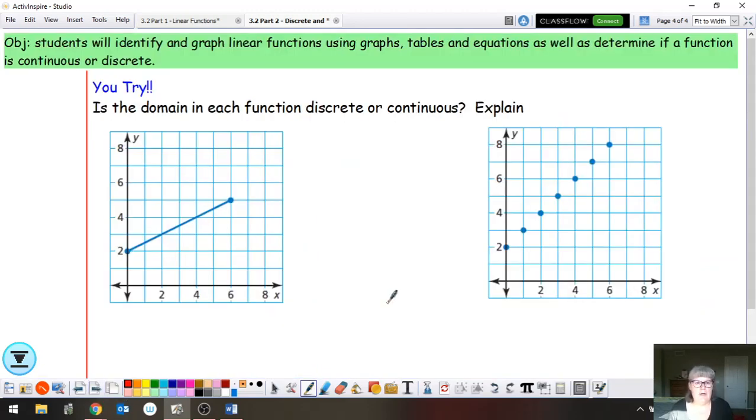So here's a Try. Pause the video, take some time to think. Is the domain of each function discrete or continuous? You do not have to find the domain, just is the domain discrete or continuous?